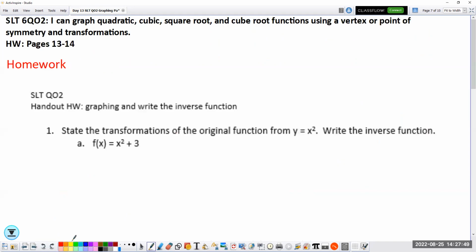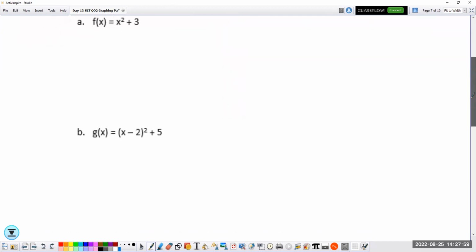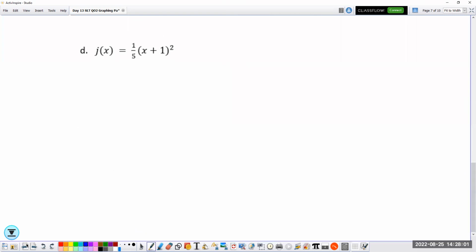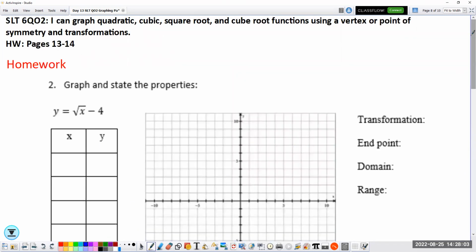Your homework tonight is actually not to produce any graphs. We will work more on graphs on Monday. Your homework is to work on pages 13 and 14. I think there are other two graphs. I think there might be some on 14. Yes, there are some on 14.